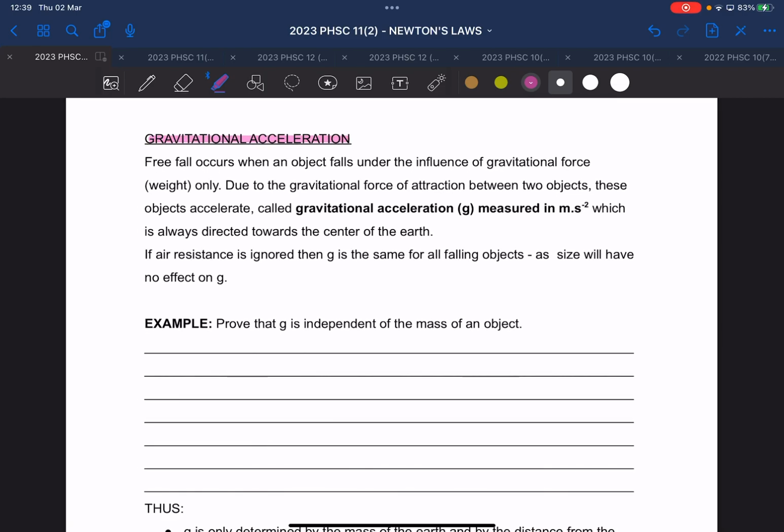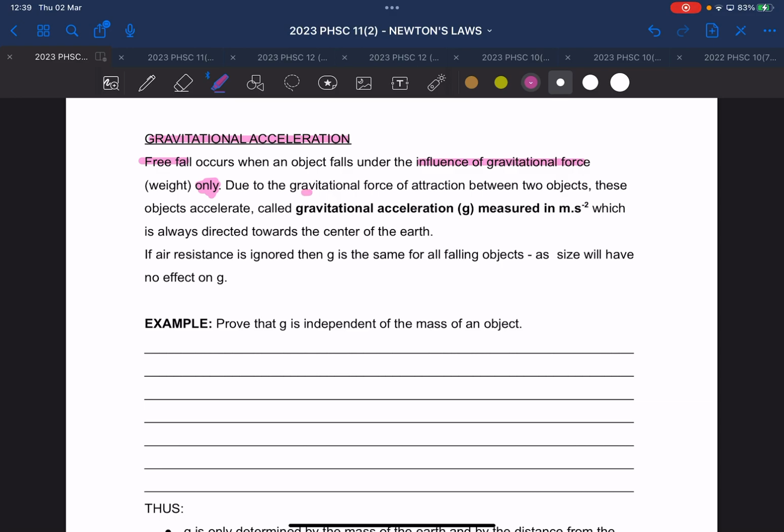It says there, free fall. The concept free fall occurs when an object falls under the influence of gravitational force only. So free fall is when there's no air resistance and it falls and it's just gravity pulling it down. There's nothing else. No one is pushing it, pulling it, nothing like that. It's just gravity pulling it down. That is called free fall.